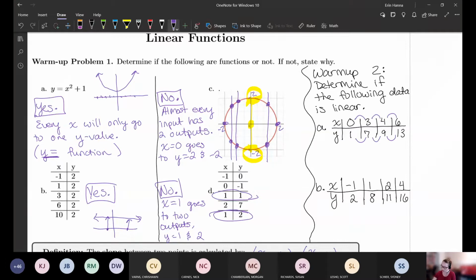So if we look at the changes in x from 0 to 3, we go up by 3, and then we increase by 1, and then we increase by 2. Now remember, just because those don't agree doesn't mean it's not linear. We have to keep going. So let's check what the y's do. So the y's are going to increase by 6, and then by 2, and then by 4.